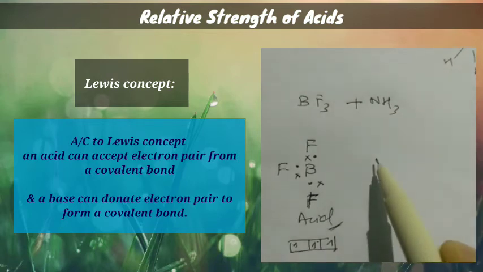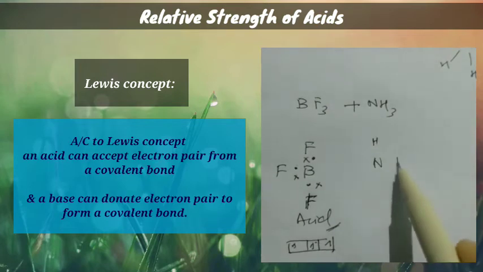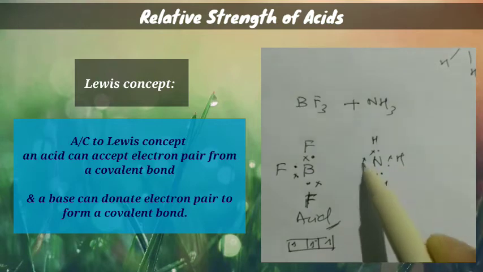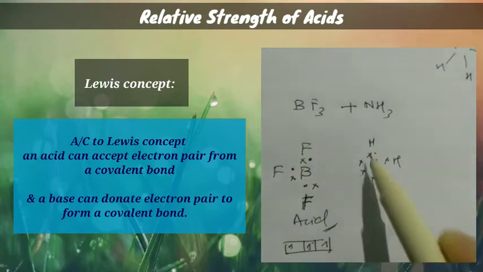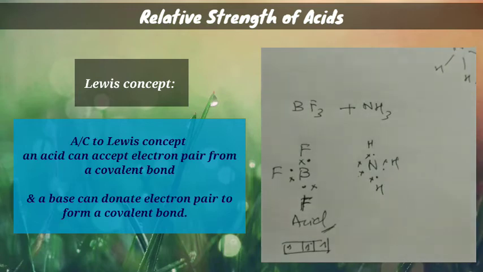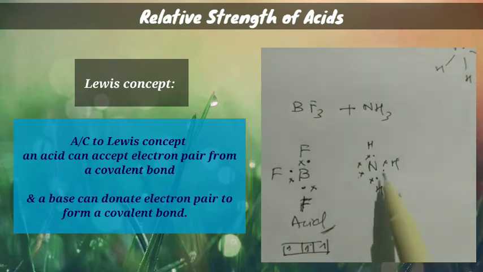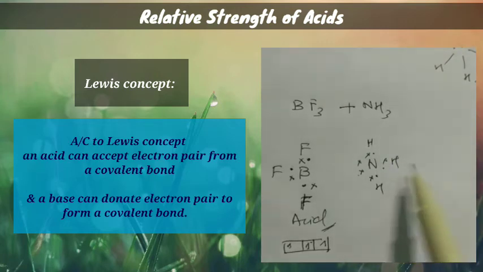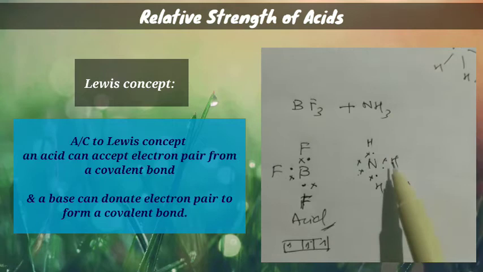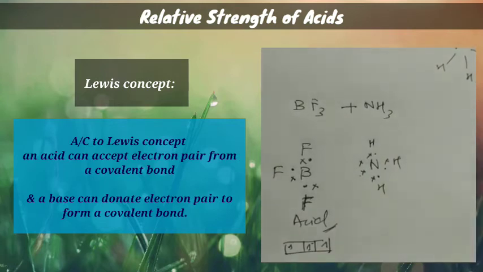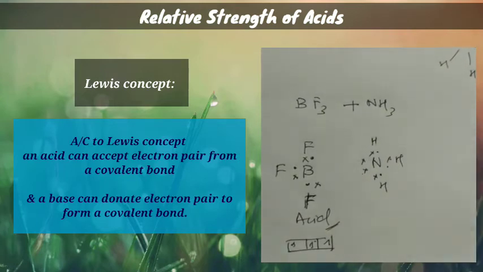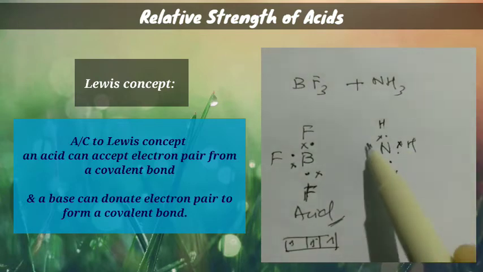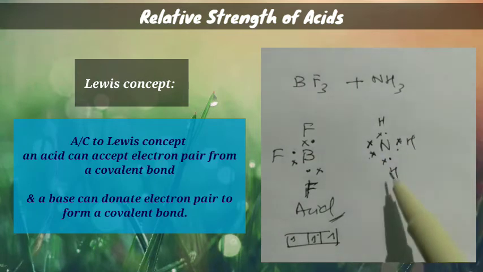Clear? Similarly here, in the case of ammonia, 1 2 3 4 5 6 7 8, nitrogen had 1 2 3 4 5 electrons in the outermost orbitals, and these dots represent the electrons from hydrogen. So this is a single bond, single bond, single bond. I'm not going to explain this thing. This is the covalent bond, which you have gone through in higher secondary. So this one is coming from nitrogen.